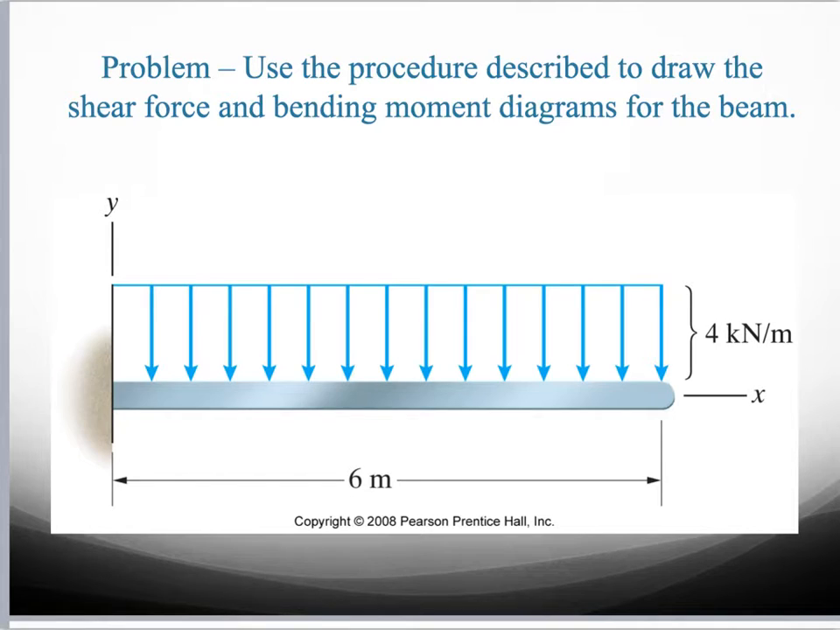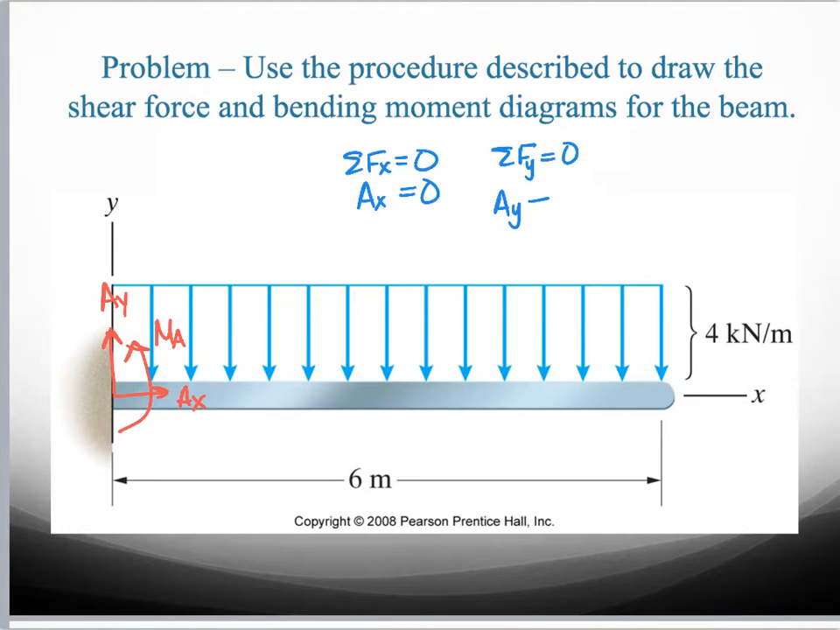So let's look at this example right here. The first thing that we're going to do is find these reaction forces at the wall by looking at the entire beam. In the x direction, we only have Ax, so that's 0. In the y direction, we have Ay minus the force due to the distributed load, which would be 4 times 6, so Ay is going to be 24 kilonewtons.